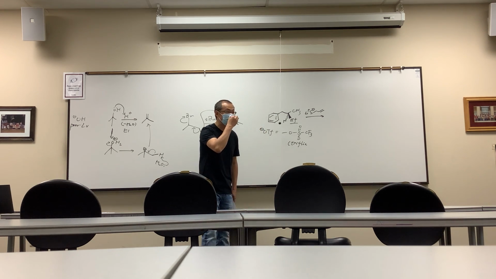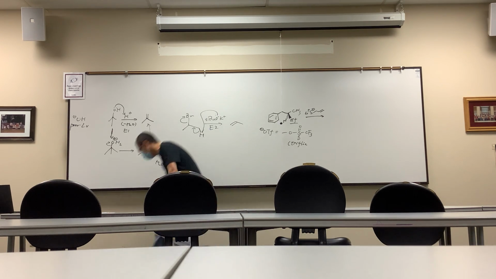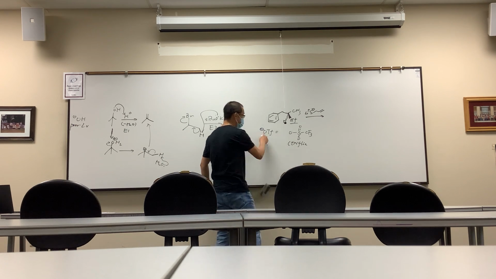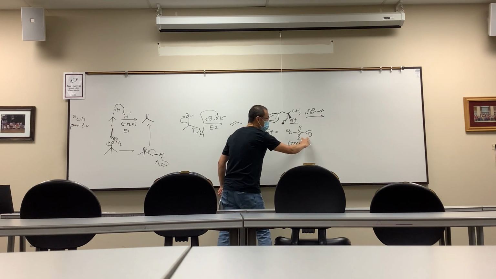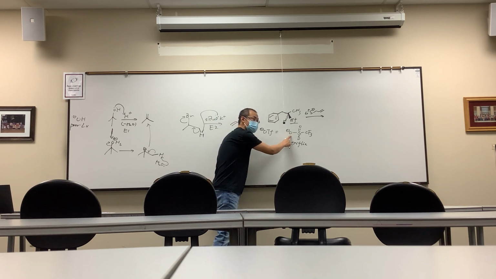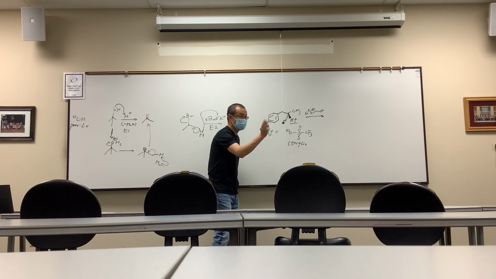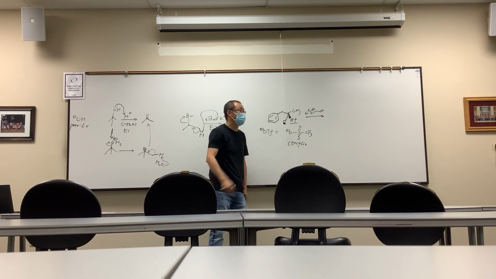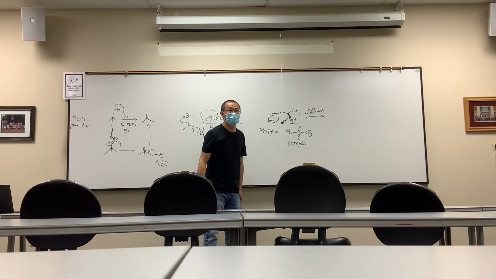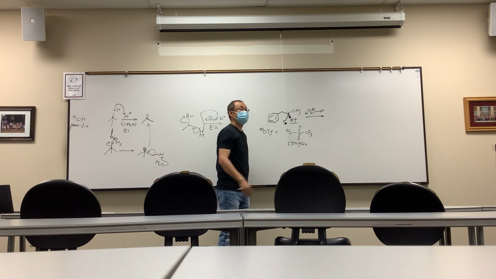A leaving group always leaves as what? As a minus, right? Think about it: if I have an O minus here, what do you think makes this a good leaving group? There are a few factors. That's why I said this is a very, very good leaving group. What factors can you think of that make this guy a good leaving group? I feel like it's stabilized. Stabilized, right? Good. A good leaving group means the charge is stabilized.